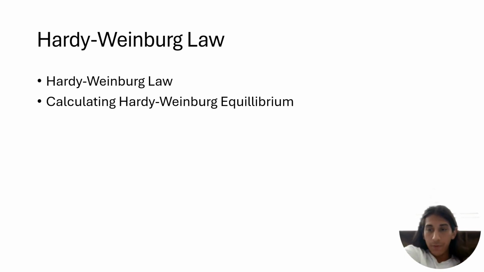2pq equals 2 times 0.6 times 0.4, which equals 0.48. So that's the frequency of genotype capital A, lowercase a. q squared equals 0.4 squared, which equals 0.16. The frequency of genotype lowercase aa. Therefore, the expected genotype frequencies under Hardy-Weinberg equilibrium are capital AA 36%, capital A lowercase a 48%, and lowercase aa 16%.